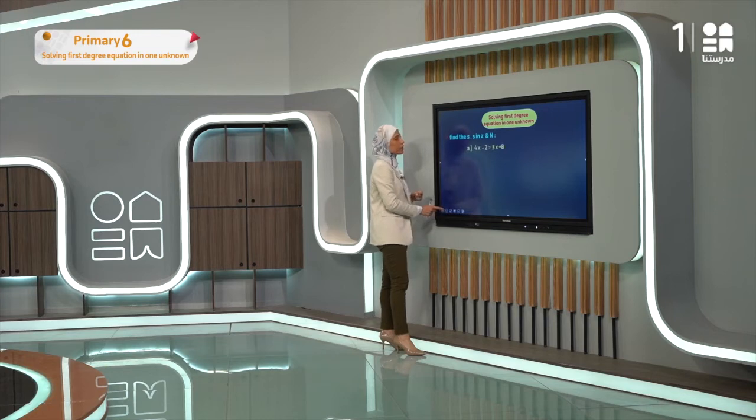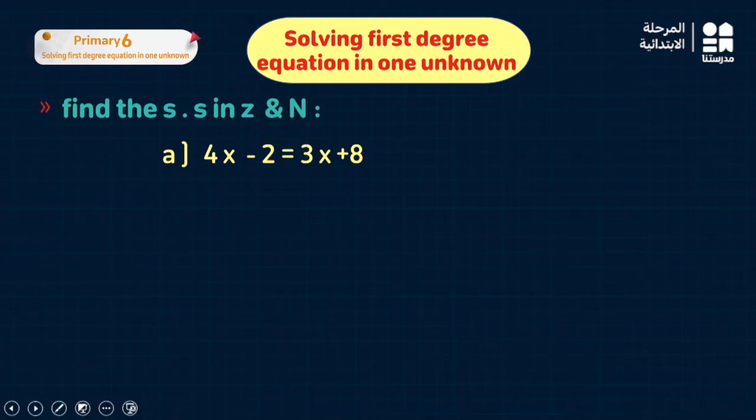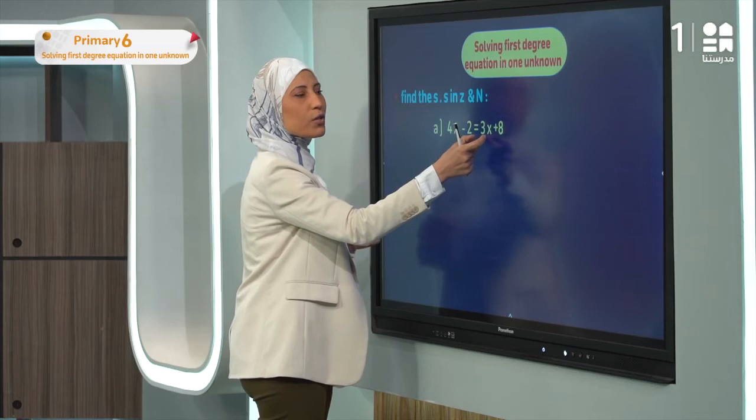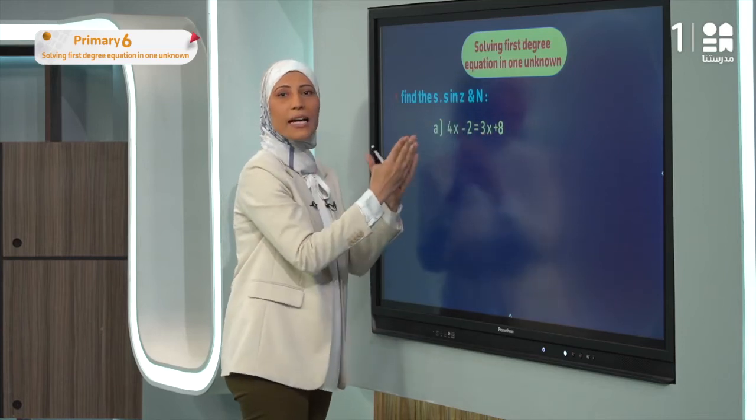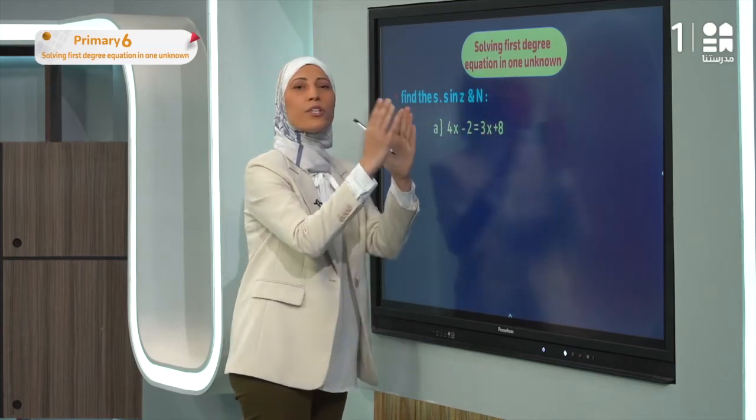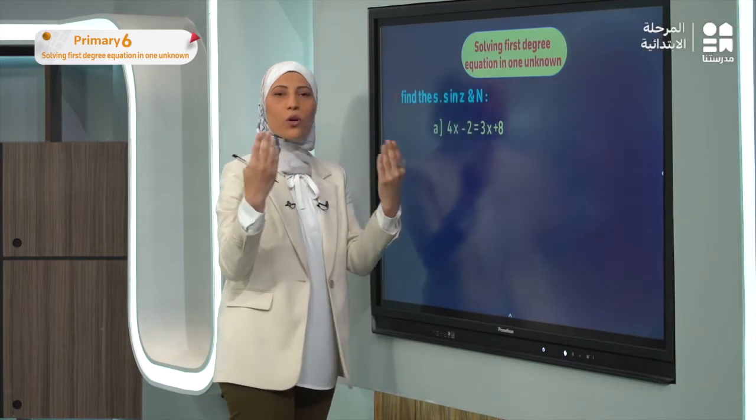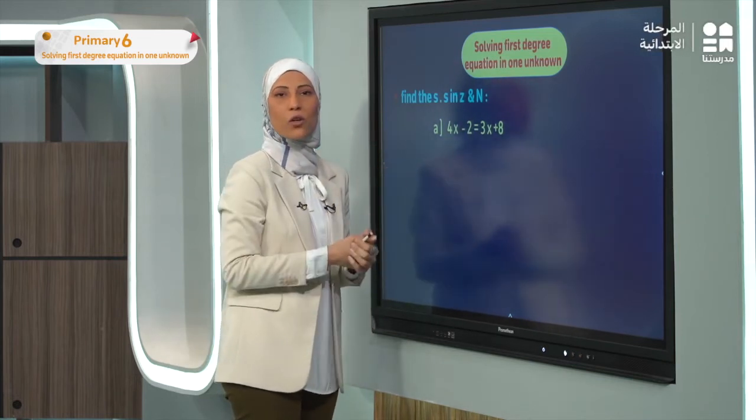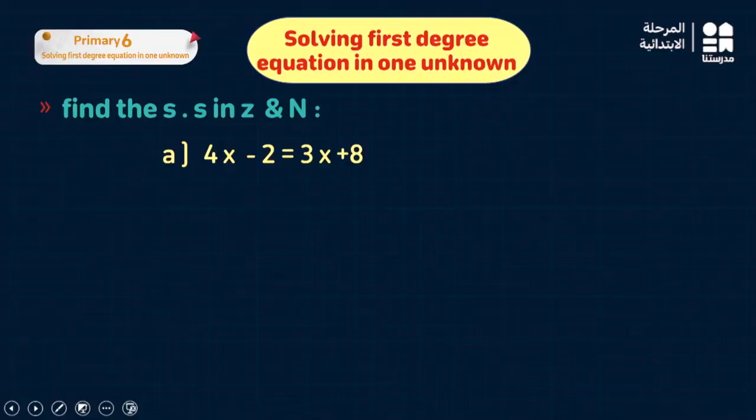Let's see the first exercise I have here: 4x minus 2 equals 3x plus 8. Now on the two sides I have unknowns and numbers. So what am I supposed to do in this exercise? First of all, I am making the x's on one side and the numbers on the other side. So I will replace the places of the numbers. So it will be 4x and 3x: 4x minus 2 equals 3x plus 8.